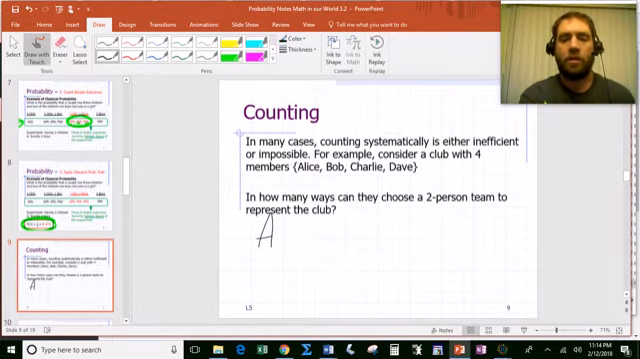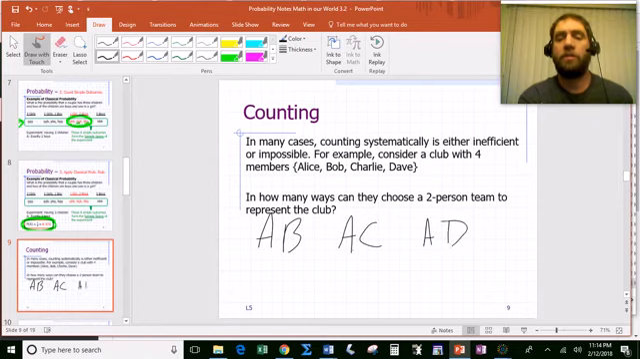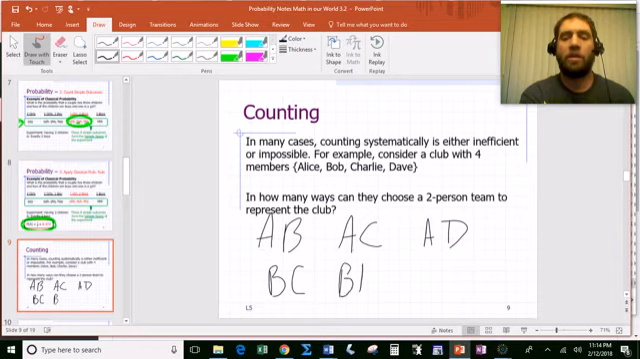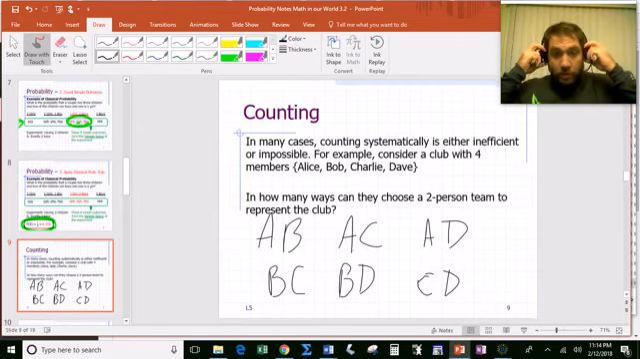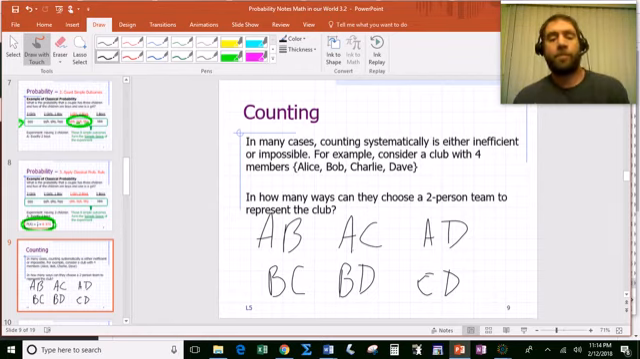We could pick Alice and Bob. We could pick Alice and Charlie. We could pick Alice and Dave. We could pick Bob and Charlie. We could pick Bob and Dave, or we could pick Charlie and Dave. I think that's it. Yeah, there's only 6 ways that we could pick a 2-person team to represent this club.